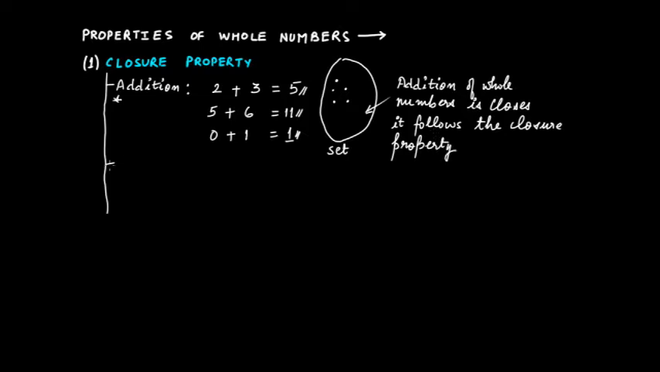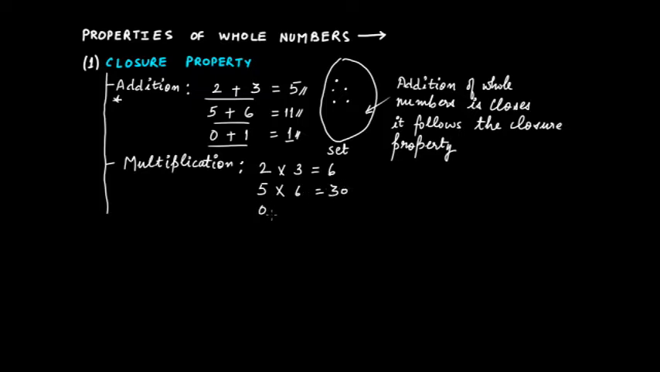Now let's move on towards multiplication. So in case of multiplication, let's take the same previous examples, right? So you have 2 and you have 3. Now someone asks you to multiply them, what would you get? You will get 6. You have 5 and you have to multiply with 6, you would get 30. You have 0, and if you multiply it by 1, you would get 0. Now you would notice that again, the 6, the 30 and 0, they all are whole numbers.